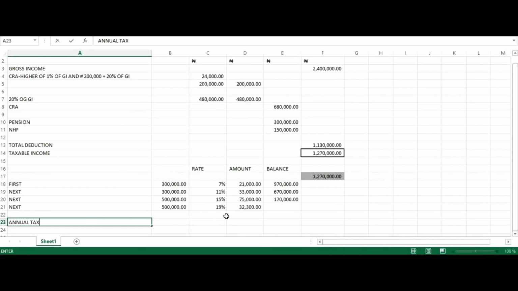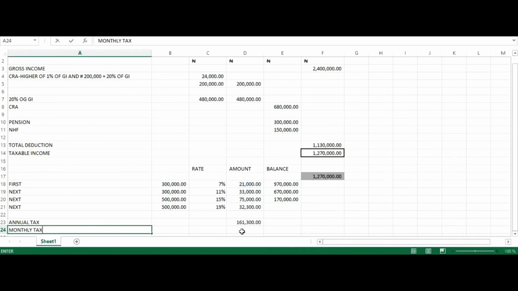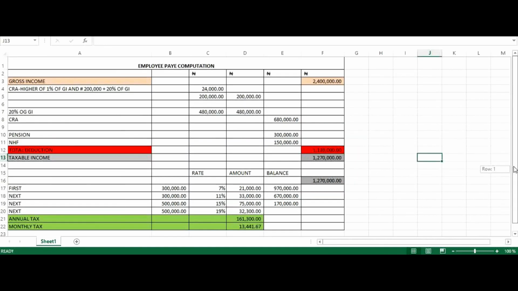So now what it means is the annual tax for this person is this. This is the annual tax for this person, like for 12 months. So the monthly tax: this is what this employee will be paying every year, and then for monthly, this is what will be seen on the pay slip as the monthly pay deduction to be remitted to the State Inland Revenue Service. So this is it.